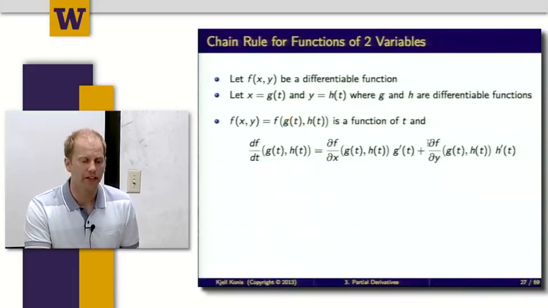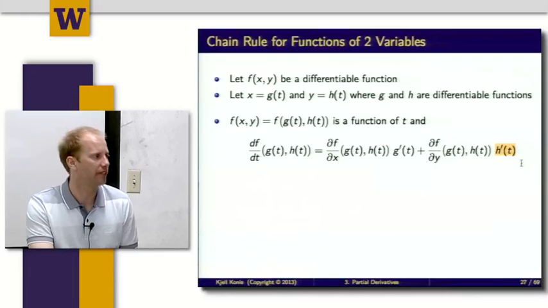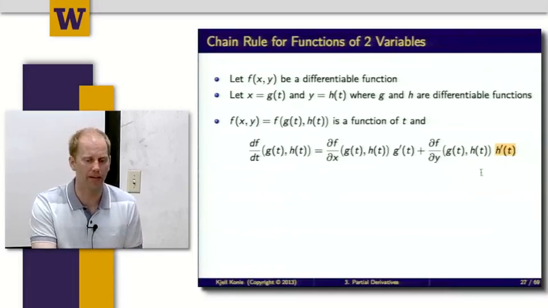And then I'm also going to take the partial derivative of f with respect to y. That's going to be a function of x and y again, but then I have to evaluate that and multiply it by h prime of t. So this is the chain rule popping out again.